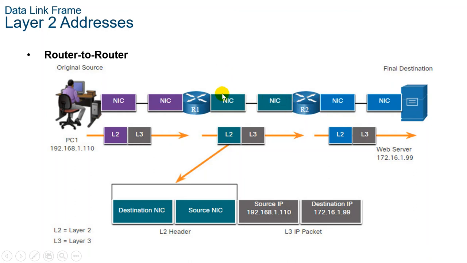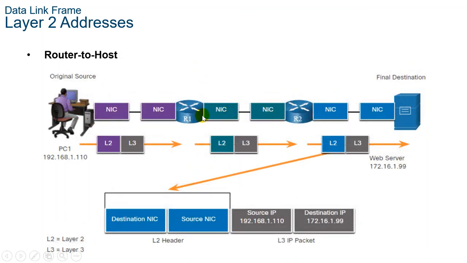Okay? So every hop, the source and destination MAC addresses change. The third phase would be from R2 to the final destination, the web server. R2 encapsulates the layer 3 IP packet in a new layer 2 frame. Again, this is a layer 2 frame. The source MAC address is that of R2, and the destination MAC address is that of the web server.